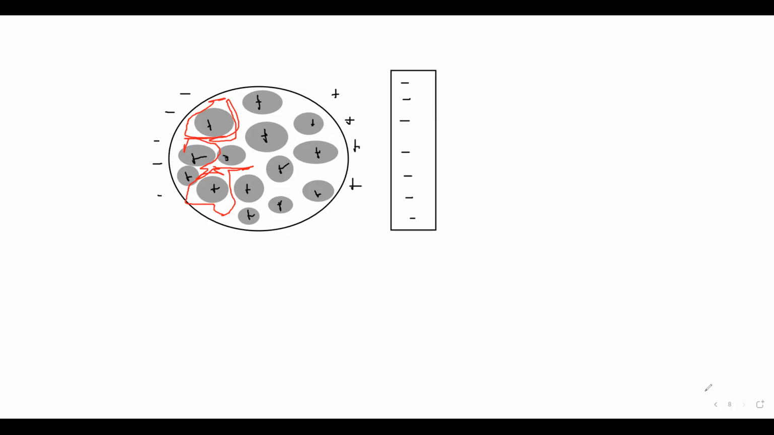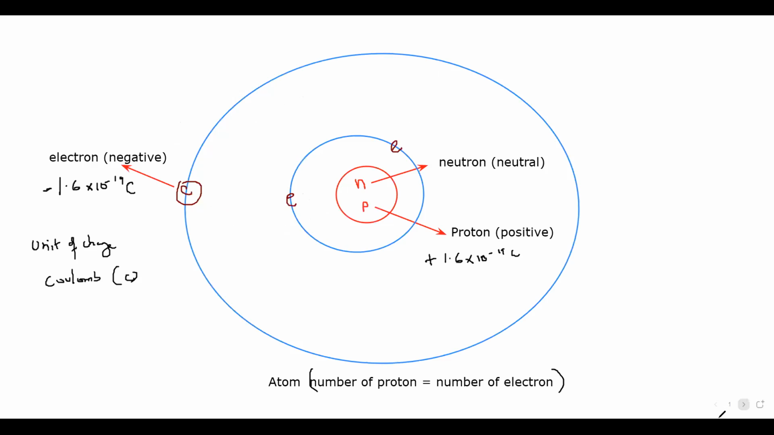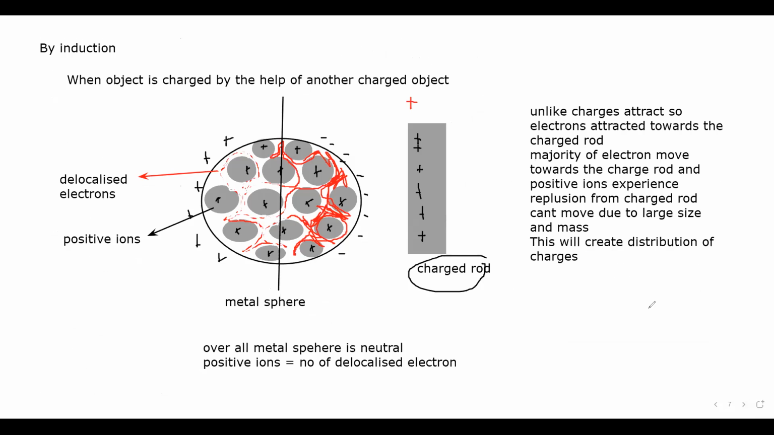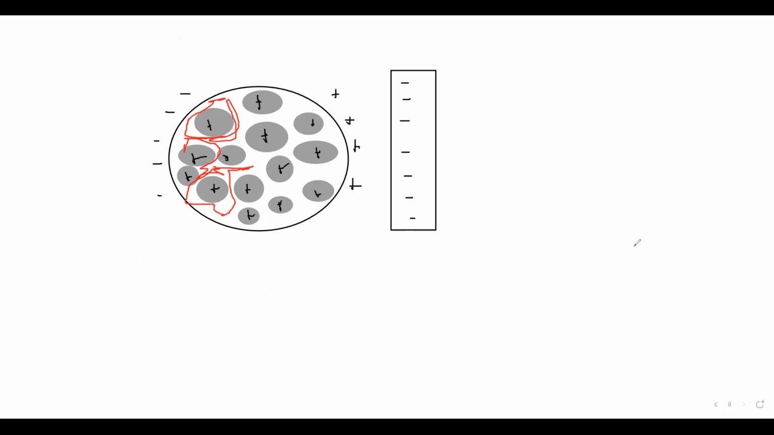So this method is known as electrostatic induction. We started this topic with the concept of atoms, then positive and negative ions, and how we can charge an object. The first method is known as friction, and the second method is known as induction. Induction means when you bring a charged object, you create a distribution of the charge within the material, and this process is known as electrostatic induction, in which the object is charged by the help of another charged object.